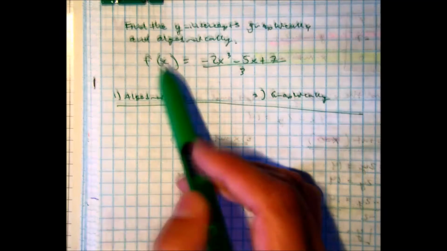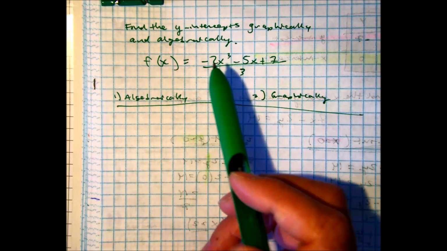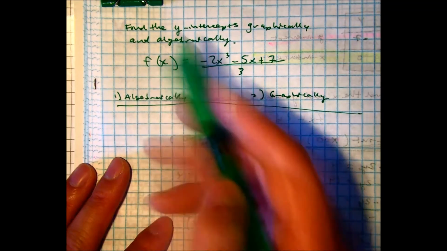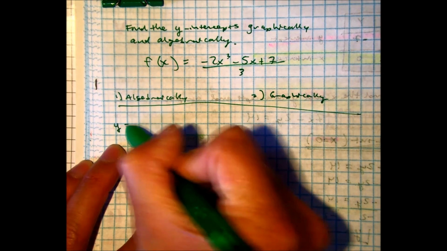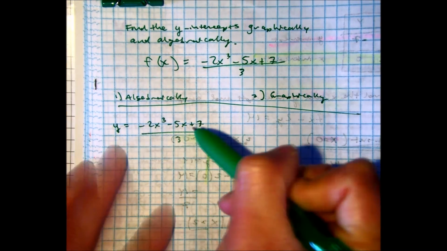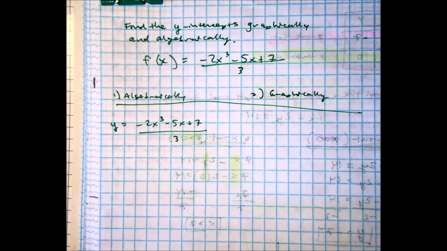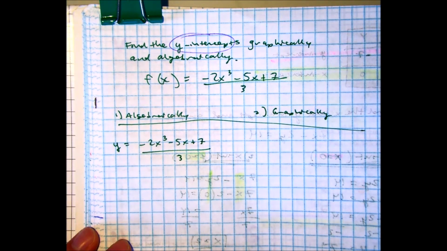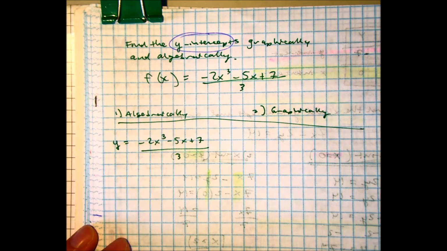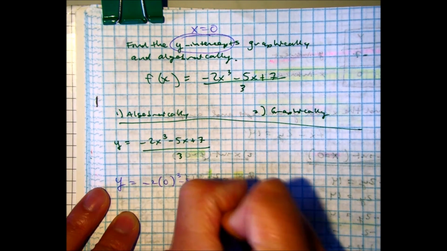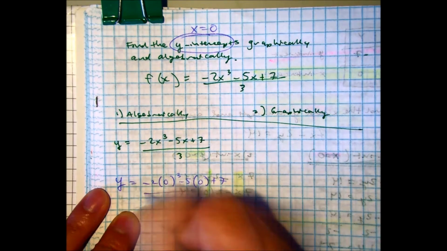So it tells us to find the y-intercepts graphically and algebraically. If I need to find it algebraically, I can write this function. Class, instead of writing f of x, we write what? A y. Frida, to find the y-intercept, we need to make x to 0. So y equals -2 times 0 to the third power minus 5 times 0 plus 7 all over 3.